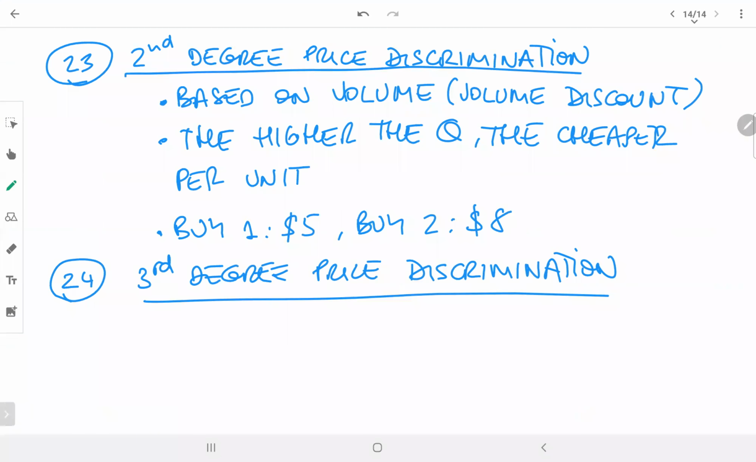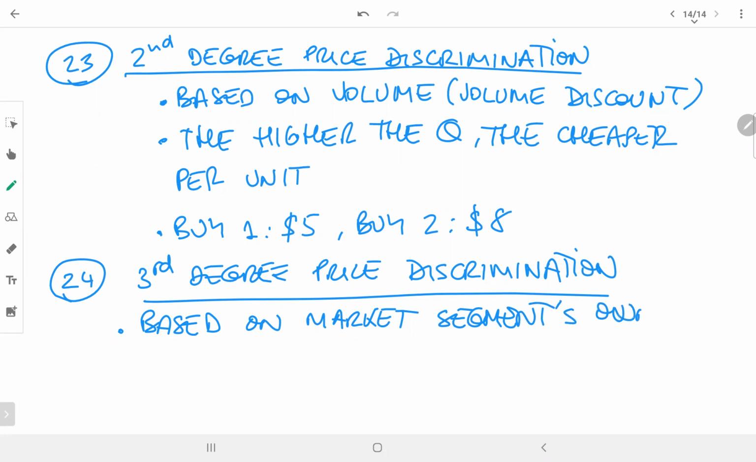Third degree price discrimination. And this is also based on elasticity, but this is based on market segment elasticity. Market segments on price elasticity of demand. So this is not down to the individual. This is not down to one person. This is down to a market segment.